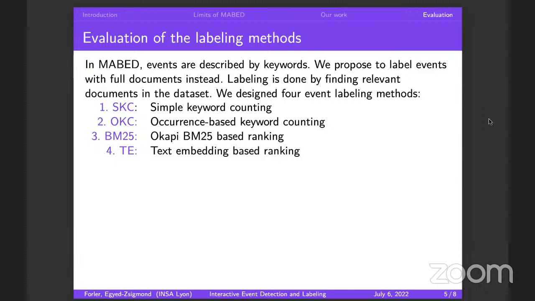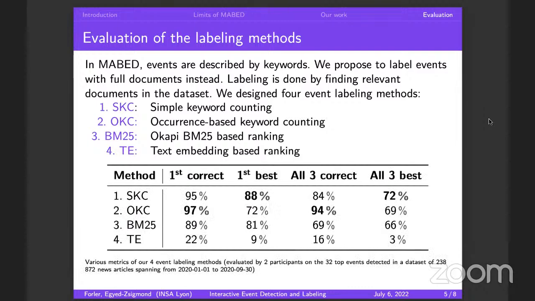So we designed four labeling methods. The first one is a simple keyword counting. Second one, occurrence-based keyword counting. Third one, a method based on the Okapi BM25 ranking function. And finally, a text embedding based ranking function. And on this table, you can see the results of those four methods on four different subjective metrics. The details are in our paper.